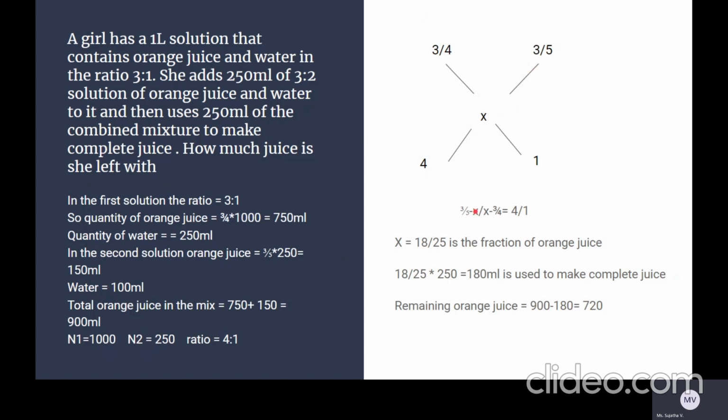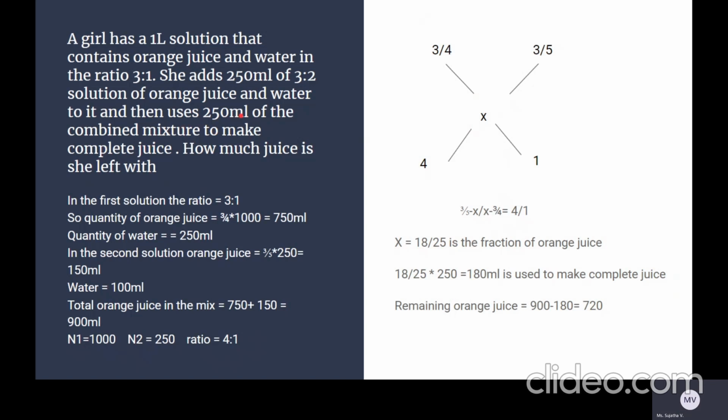So we have to find the A, but the alligation formula is the same, right? So when we do this, that is A2 minus A by A minus A1 is equal to N1 by N2, I get the value of X. So 18/25 is the fraction of orange juice. And then if that is the fraction of orange juice, from how much is she taking to make the complete juice?